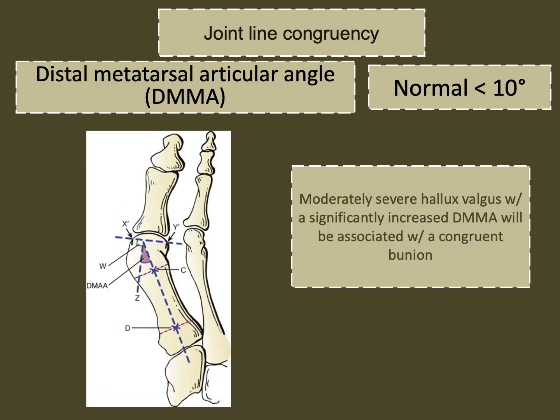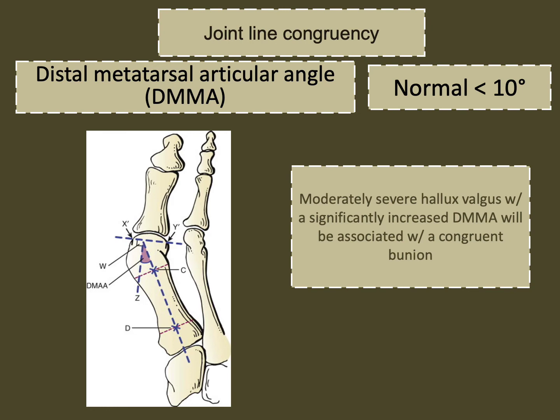And then also important to look at is what is called the distal metatarsal articular angle. Really what you're trying to look for here is what is the joint relative to the long axis of the first metatarsal. So what this means, if you have a larger distal metatarsal angle, it means that that joint is deviated more laterally relative to the long axis than is normal. And normal is less than 10.